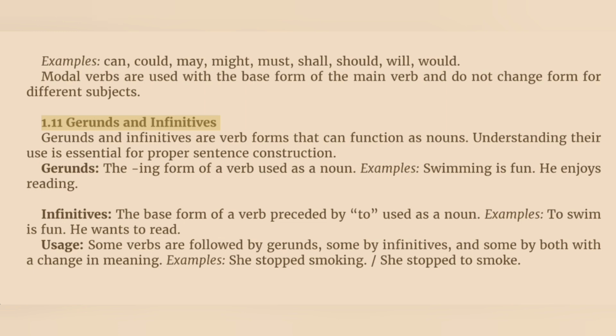1.11 Gerunds and infinitives. Gerunds and infinitives are verb forms that can function as nouns. Understanding their use is essential for proper sentence construction. Gerunds: the -ing form of a verb used as a noun. Examples: swimming is fun. He enjoys reading. Infinitives: the base form of a verb preceded by to, used as a noun. Examples: to swim is fun.